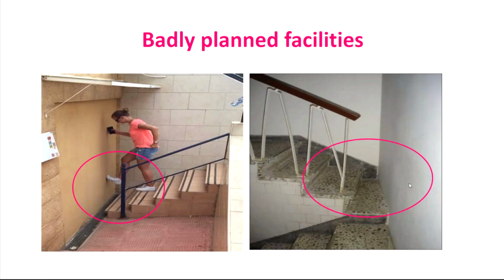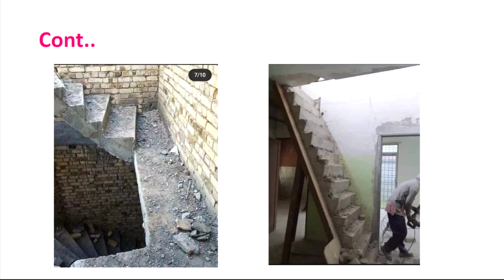On the right side, again you can see a photograph. Here the landing portion of the staircase is missing, and many times you must have seen this is the case when we are not able to do the supervision of the works properly. Now again on the left side, this is a landing. As you can see the width of the landing, and how the cast in situ work of the staircase has been done.